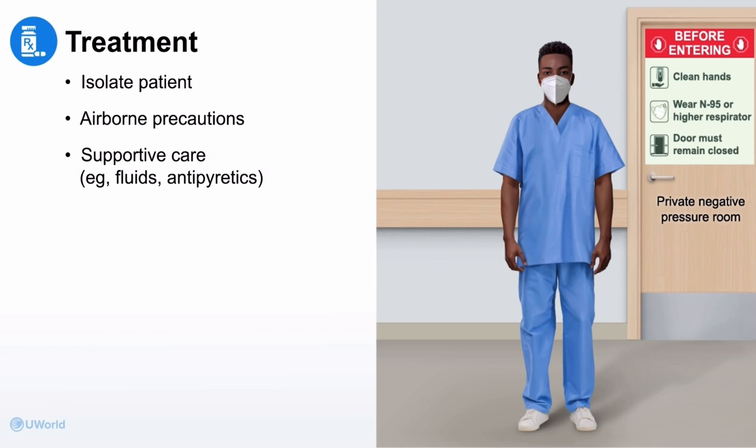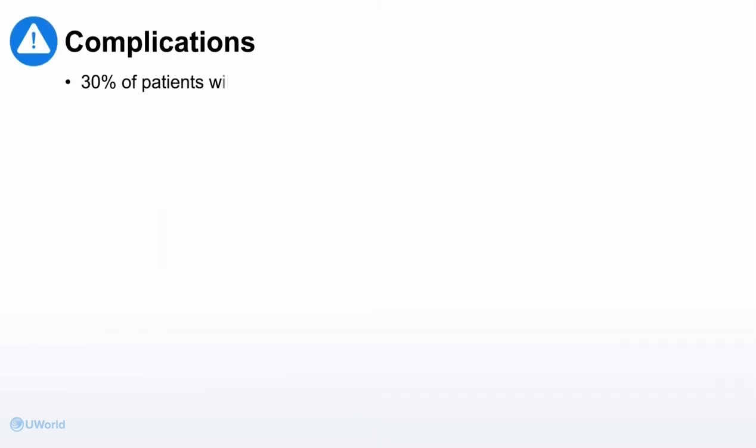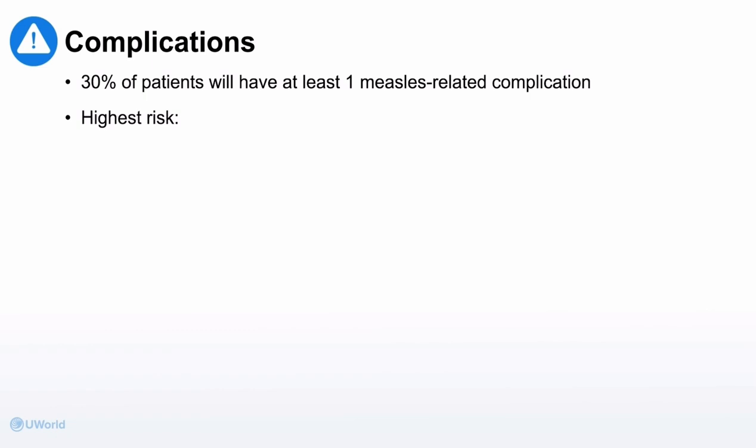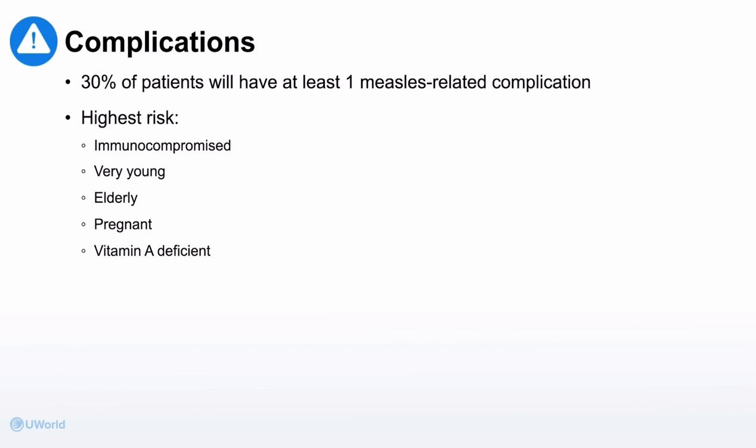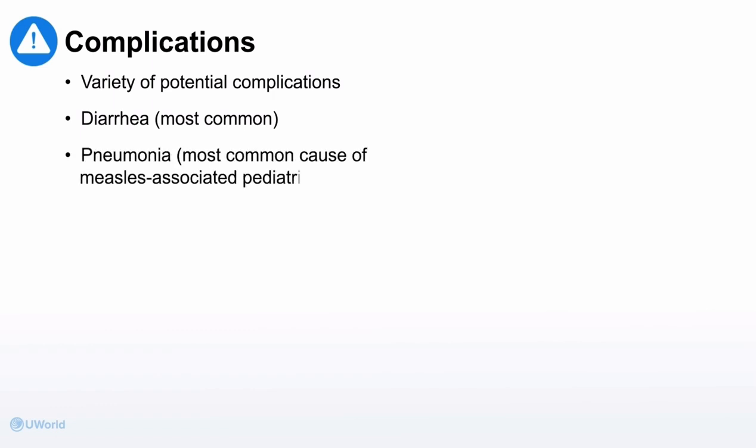Children with measles, especially those with severe disease, may also receive vitamin A. This is because vitamin A deficiency is associated with an increased risk of morbidity and mortality, particularly in young children. Overall, about 30% of patients will have at least one measles-related complication. The patients at highest risk include those who are immunocompromised, very young, elderly, pregnant, or vitamin A deficient. Because so many different organ systems can be affected by the virus, there are a variety of potential complications, including diarrhea, the most common complication, and pneumonia, the most common cause of measles-associated pediatric deaths.